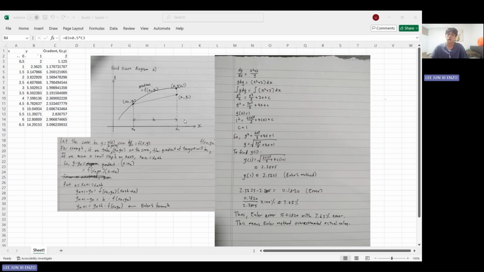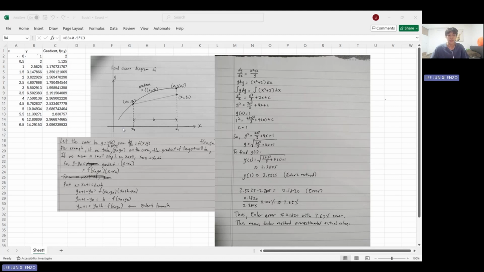Derivation of the Euler's method. Let the curve be y equals y(x), since we know that dy/dx equals f(x, y). For example, if we take a point x and yn on the curve, the gradient of the curve will be f(x, yn). If we move a small step size h on the x-axis, xn+1 will become xn plus h. So y minus yn equals gradient multiplied by (x minus xn).